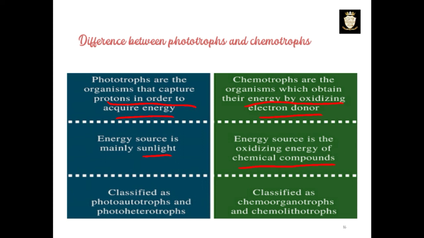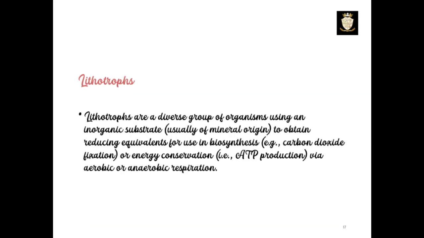Okay, then the phototrophs are further classified into photoautotrophs and photoheterotrophs. In the case of chemotrophs, they are classified into organotrophs or chemolithotrophs. These are the major differences between phototrophs and chemotrophs. And the last classification, based on the electron source, is lithotrophs and organotrophs.